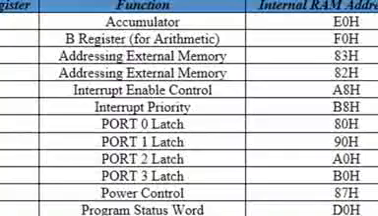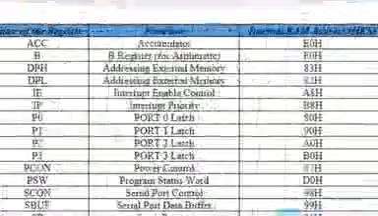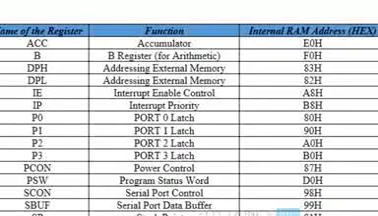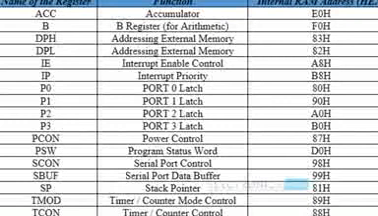And see, these are the special function registers, the locations where they are stored. Accumulator is at E0, B is at F0, where I just showed you. See, 82 is DPL, which points towards some external memory. When will you use this DPTR? Whenever there is some external memory, this DPTR will point towards the address of that external memory.